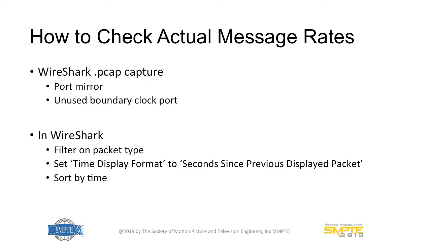Another thing that's very important is to look at actual message rates. You may have the grandmaster say, I believe I'm sending 1 message per second, so we'll have the log message field be 0. But is it actually sending that? In our checklist, we'll have items to do that. So how can you easily do that?